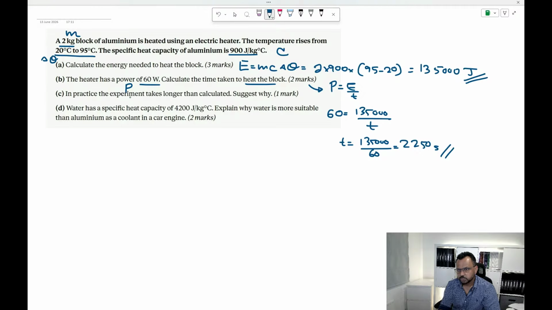In practice, the experiment takes longer than calculations suggest. Why? Because energy is lost to the surroundings, right? Energy is lost to the surroundings.